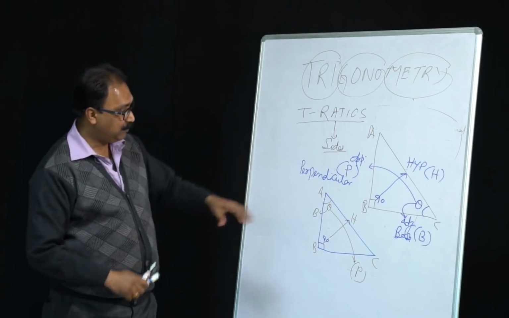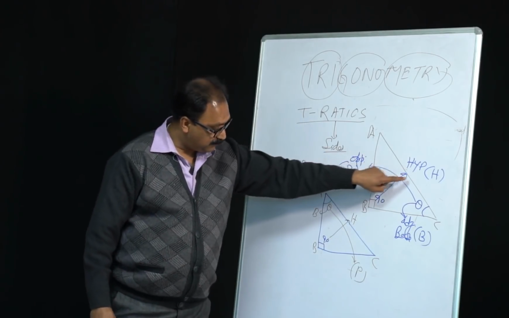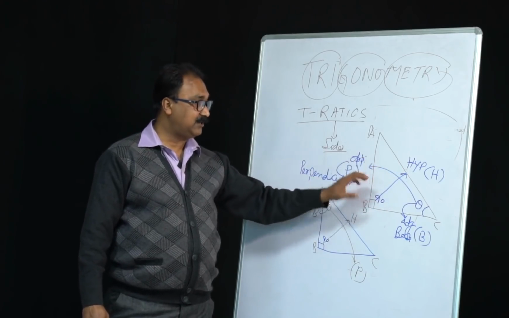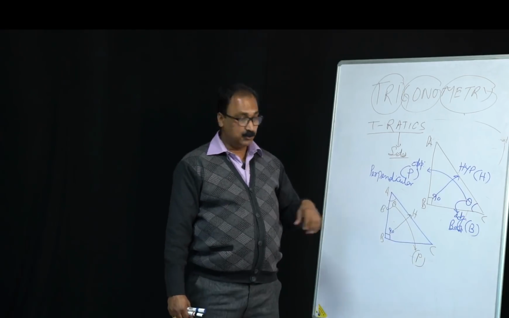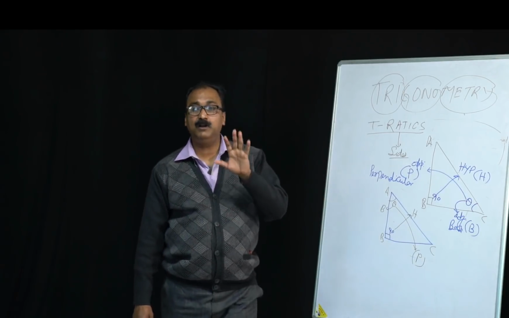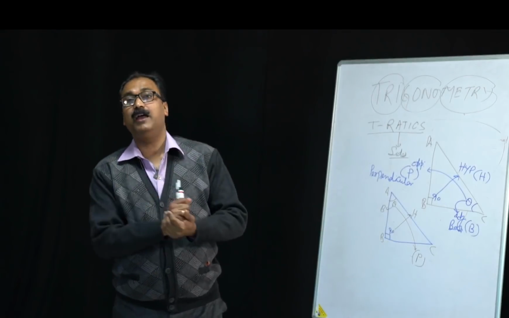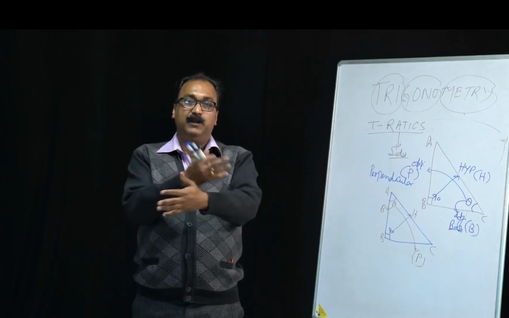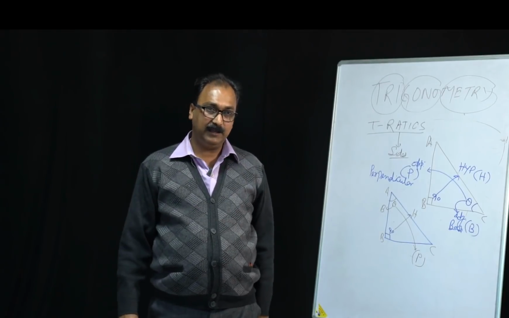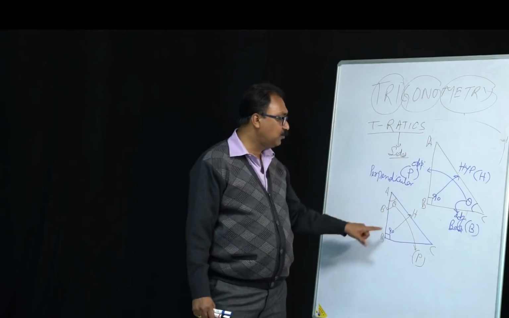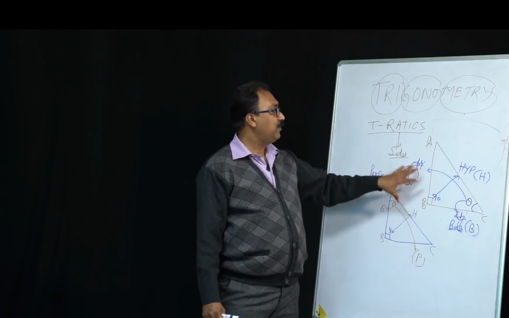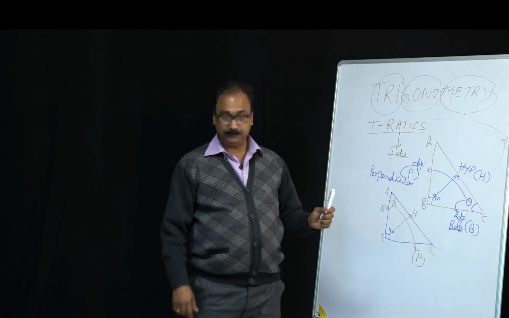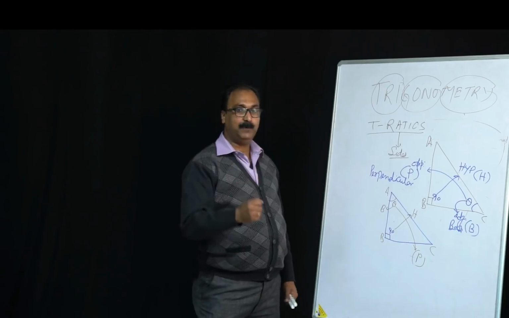What do you find in between these two figures? See, the hypotenuse is not changed. The position of the hypotenuse is the same. But the acute angle is changed, that's why perpendicular and base are changed. So in a right triangle, perpendicular and base depend on the acute angle you consider. If the acute angle position changes, the perpendicular and base positions change as well. Clear? With the help of these three sides, we have to find the trigonometric ratios, the T ratios. Please draw this figure in your copy.